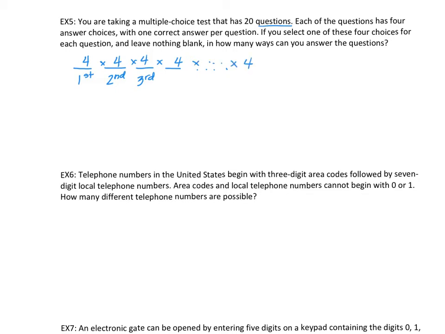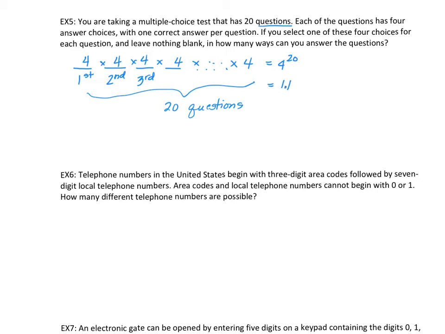And there are 20 questions. So that's going to be, it's not 20 times 4. Remember, you're multiplying 4 by itself 20 times. That's actually 4 to the exponent of 20, which is a lot. That's going to be equal to 1, 1, and then 1, 2, 3, 4, 5, 6, 7, 8, 9, 10, 11 zeros.